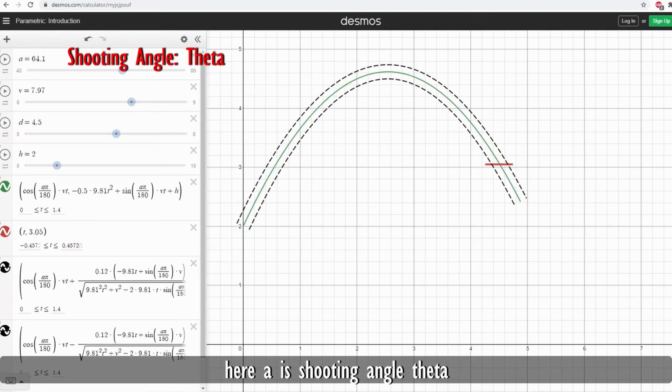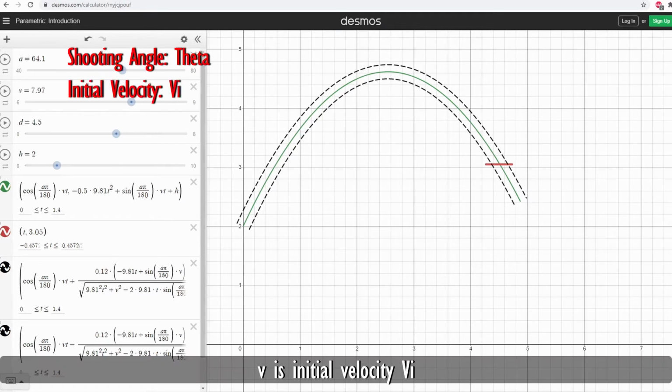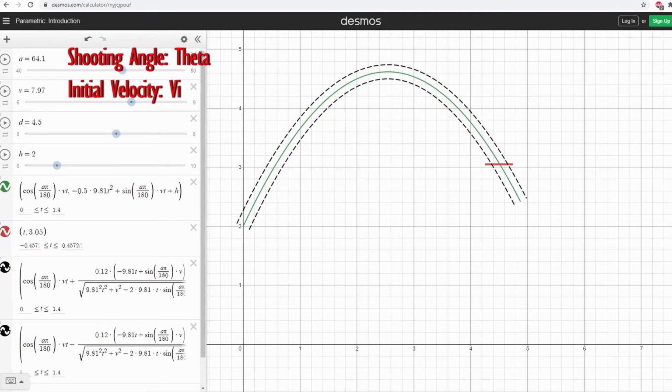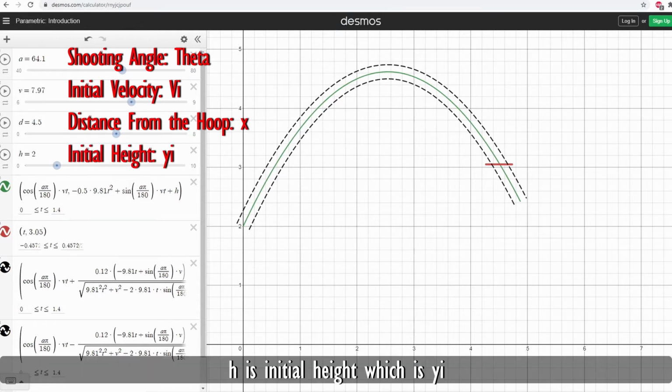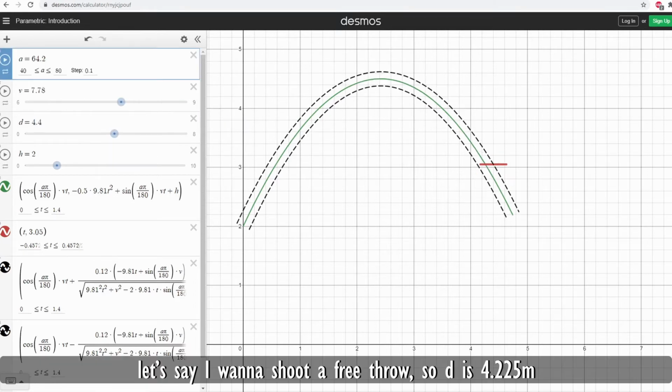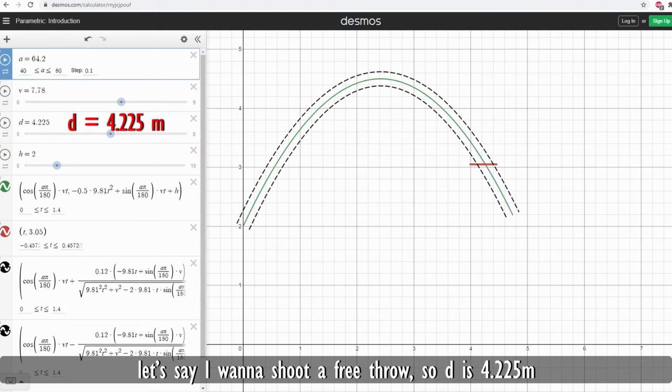Here, A is shooting angle theta. V is initial velocity v sub I. D is distance from the hoop, which is x. H is initial height, which is y sub I. Then my study begins. Let's say I want to shoot a free throw. So D is 4.225 meters.